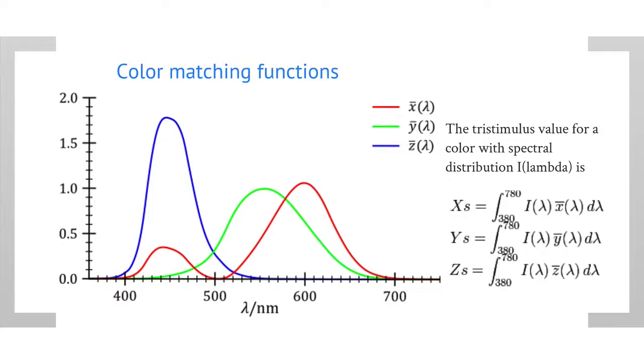So they defined these color matching functions, which are basically X bar, Y bar, and Z bar, each for each color, standard. The tristimulus value for a color with the spectral distribution I of lambda. So this is the translation from radiometric, which is spectrum, to X, Y, Z. You take the I of lambda, which is our spectrum, multiplied by this function, X bar lambda, which is the red one here, for instance. And you integrate over the visible range, 380 to 780 nanometers. And you get this value X. And you do the same for Y and Z. So you get 3 numbers.